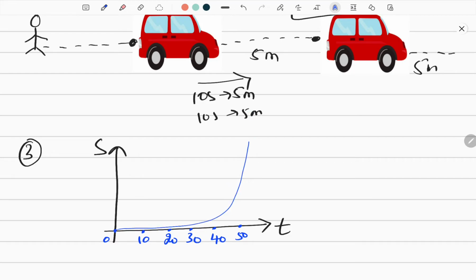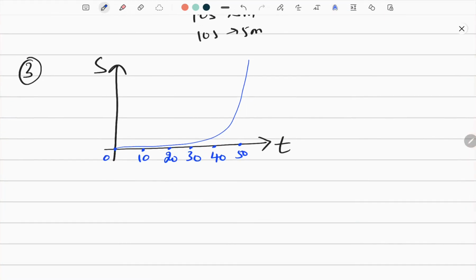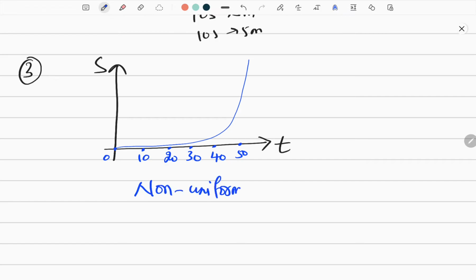Now what kind of motion is it? It is definitely non-uniform motion. So whatever I have shown here is non-uniform motion. So this is the graph for non-uniform motion. These are the only graphs in the displacement time graph which you need to understand.